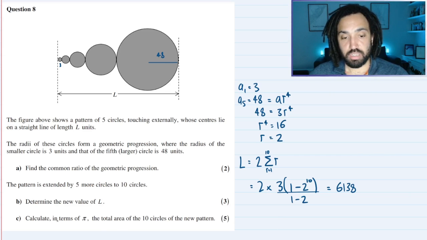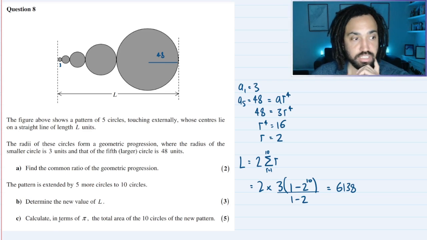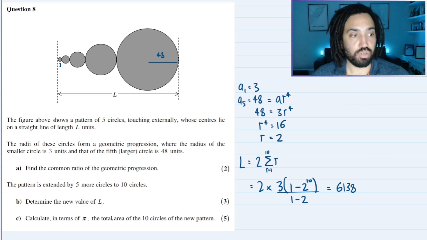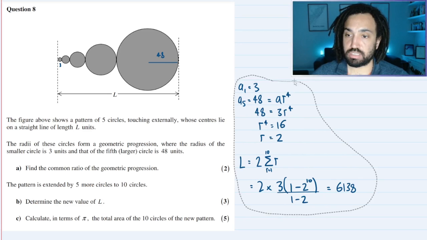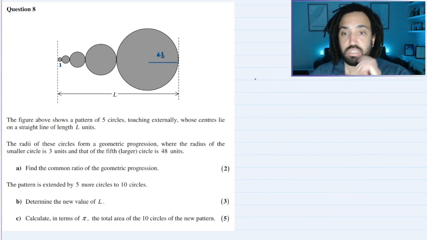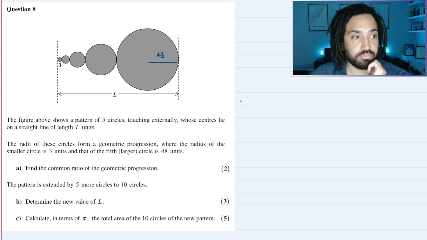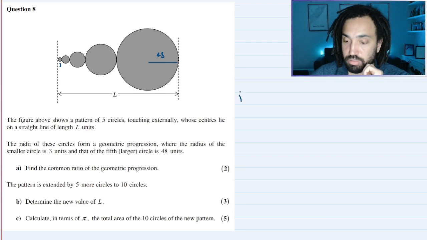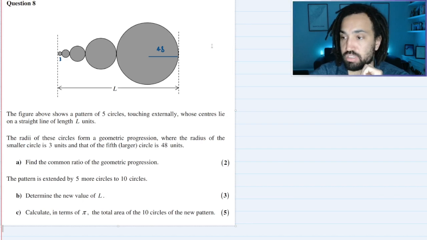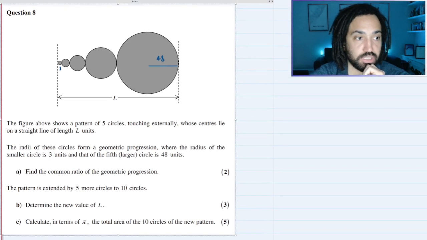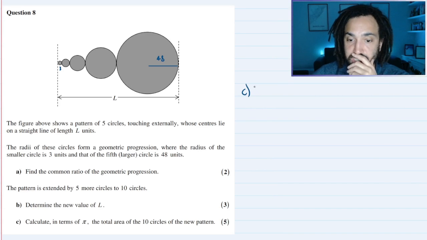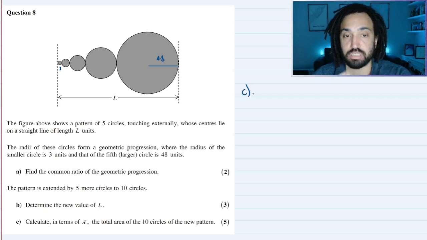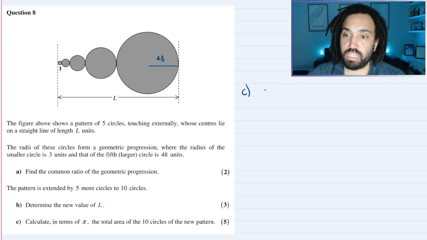Lovely. Okay, then it says, calculate in terms of pi the total area of the 10 circles in the new pattern. Okay, that is tricky. Okay, so if you've got a series question, because it's obviously a series question, and you're finding it tricky, then the best thing to do is just to write out the first few terms to see if you can spot the pattern.